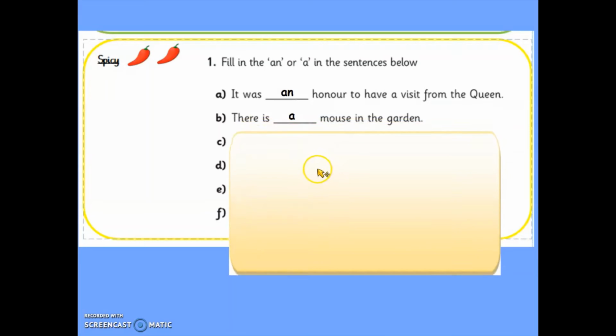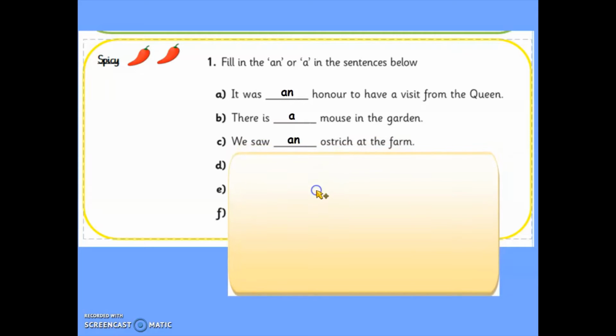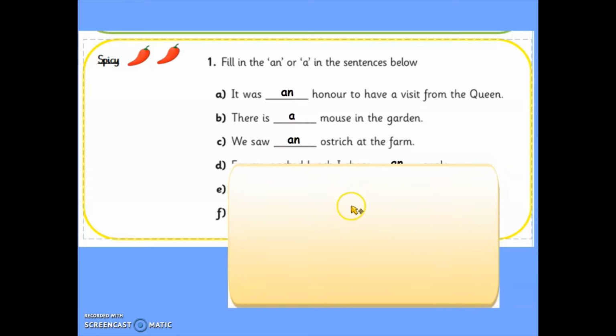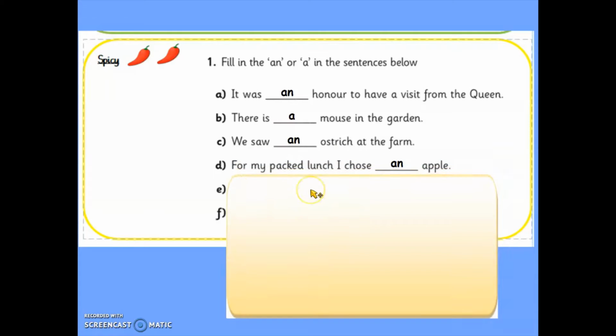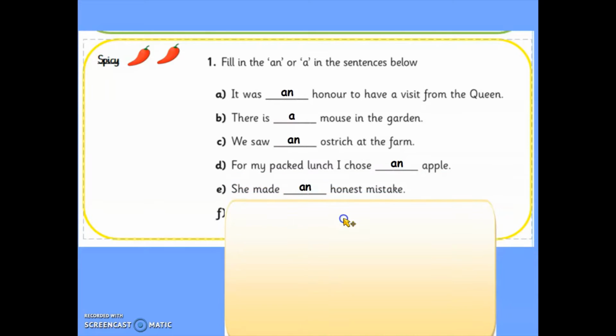B, there is a mouse in the garden. C, we saw an ostrich at the farm. D, for my packed lunch, I chose an apple. E, she made an honest mistake. Again, that tricky vowel sound with a silent H. And F, his new cat was a gift. If you did the spicy challenge, pause the video here and tick or correct with your blue pen.